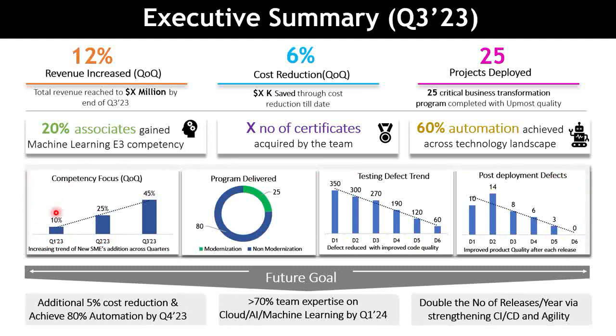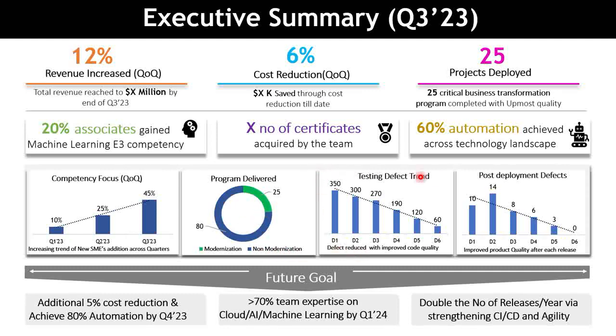For example, if I am going quarter by quarter, how am I elevating my team competency, how is my focus there. And it's always better that you show some trend graph or some incremental graph and how you are creating value. You can also showcase how many programs you have delivered, how many were transformational programs, large complex programs, modernization programs versus non-modernization programs.